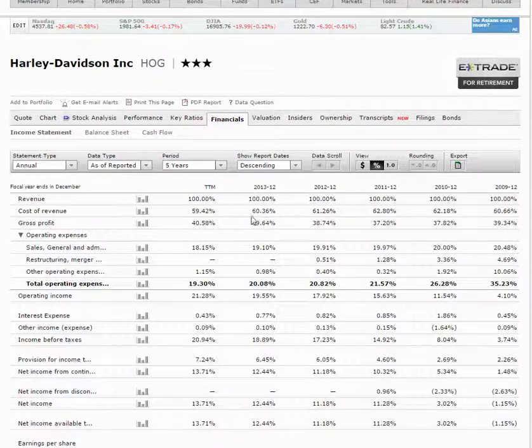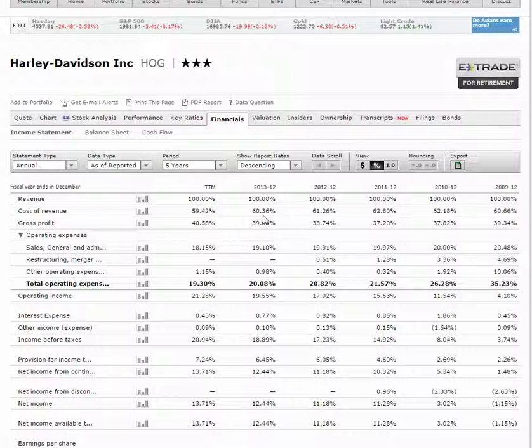So for your assignment, you're asked to look at the cost of revenue here, your total operating expenses, and your net income. So when you would enter that in your assignment, you would enter 60.36. And then for the next year, 61.26. And then the oldest year, 62.8. And I also ask you what's happening. Is it trending up or down? So in this case, we went from 62 to 61 to 60.